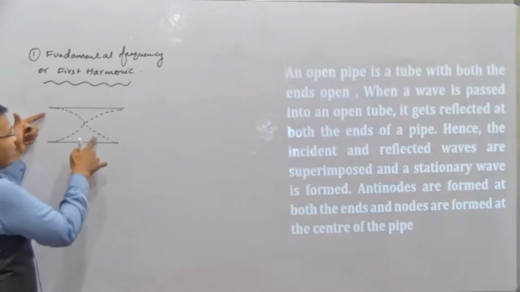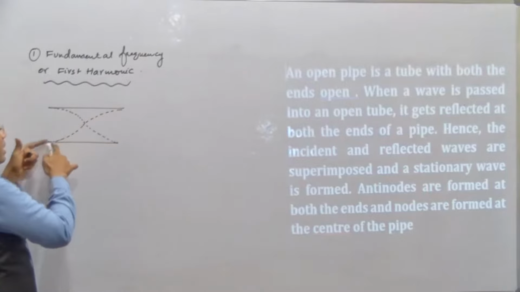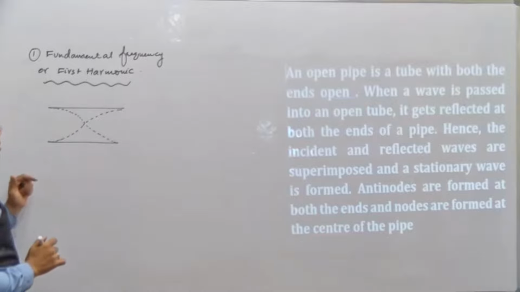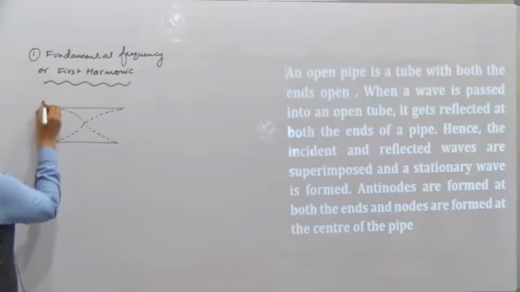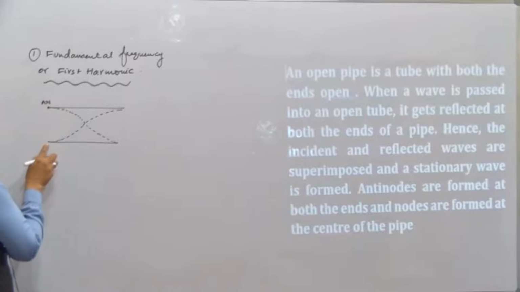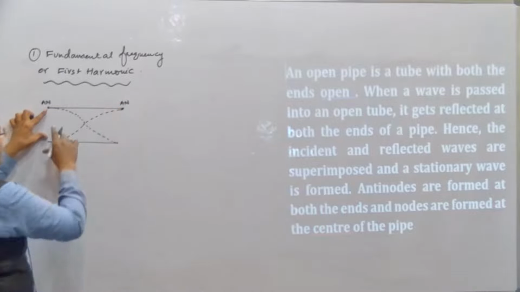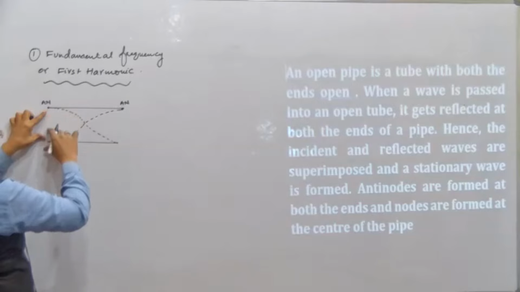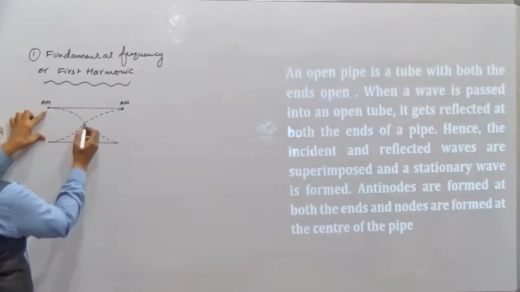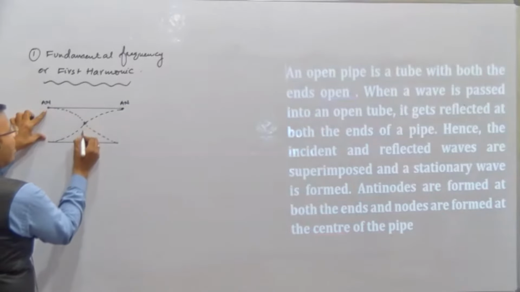The wave is moving like this. It is getting reflected like this. They are getting reflected here. So here, this is called an antinode. Here, this is also an antinode. Here also an antinode. This complete thing we are calling an antinode, and here, this is called a node.